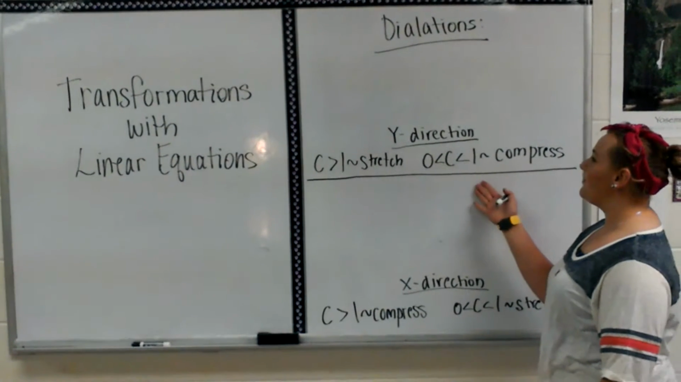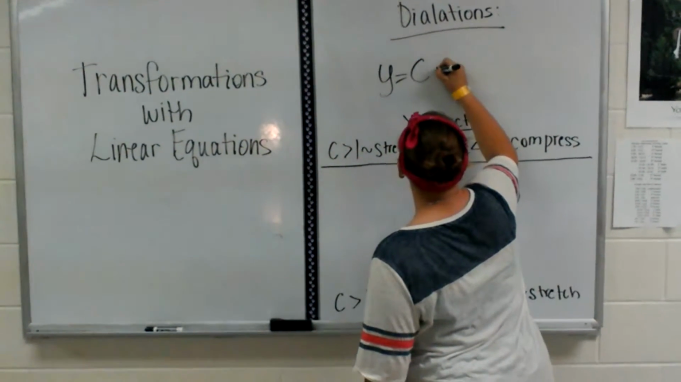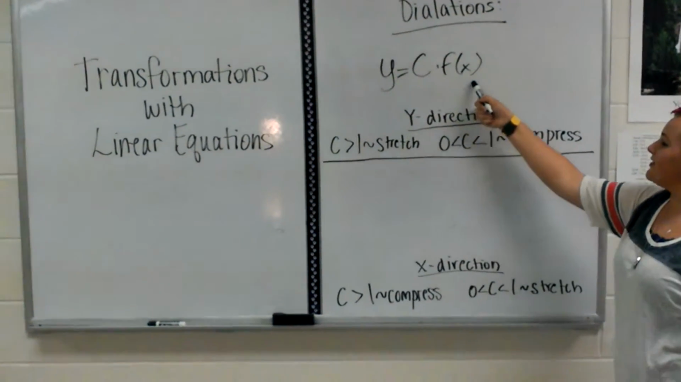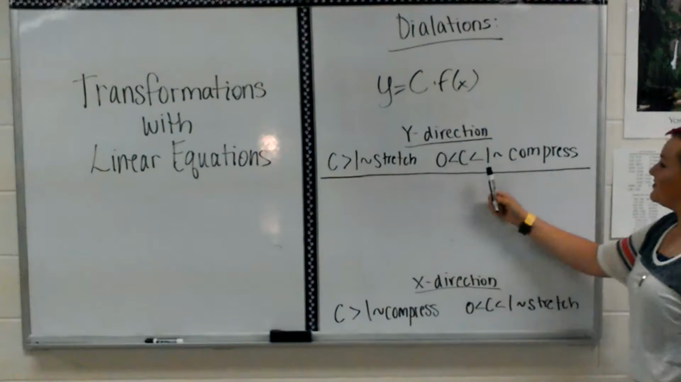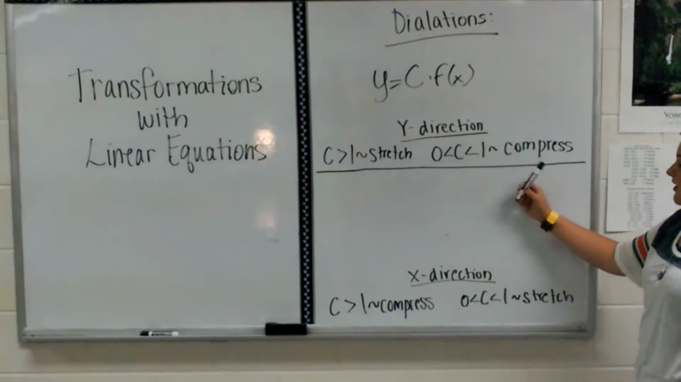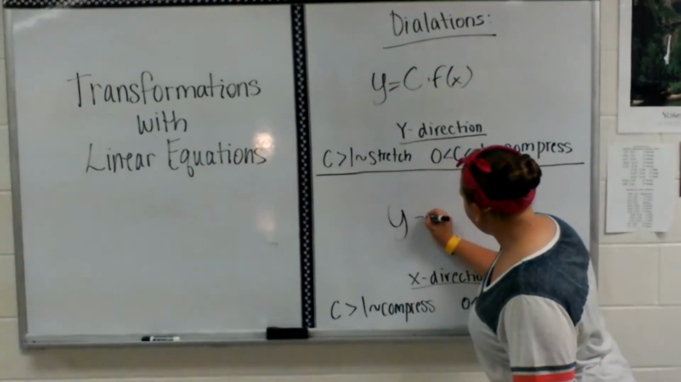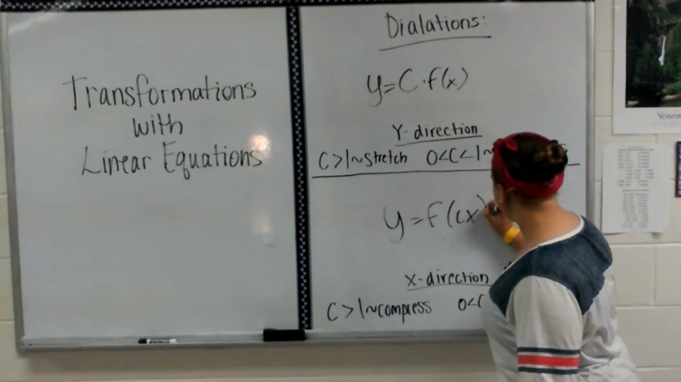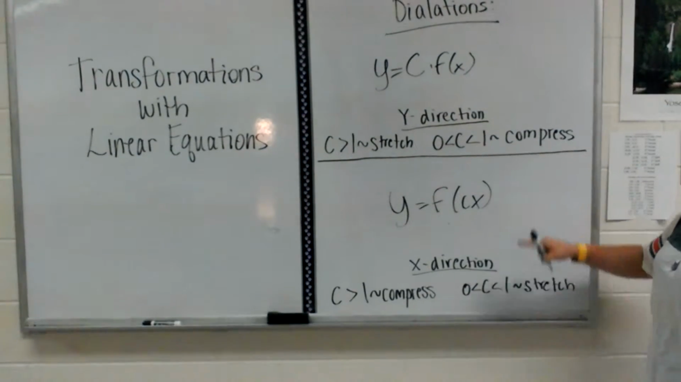The rules on top apply when you have an equation like y equals c times f of x, and c is outside the parentheses, and so if c is greater than 1, then it is a stretch. But if c is greater than 0 but less than 1, it is a compress. And down here is different because you have y equals f of cx, and c is inside the parentheses with x, and so these rules are switched.